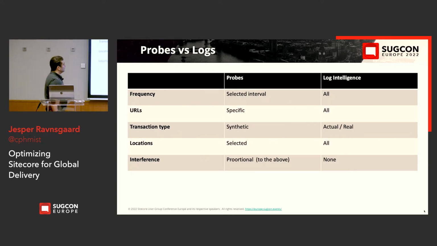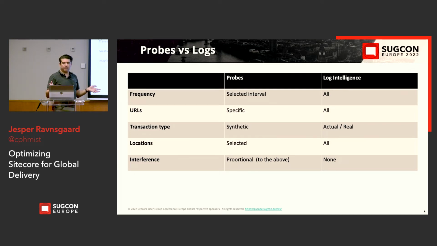So let's just compare it side by side. Probes versus doing log searches and BI on that. The frequency on probes is typically every 5 minutes from whatever location, fine. When you use your log intelligence or edge intelligence, you get all of it. With probing, you get certain URLs, the ones you're targeting, and to make it worse, the more URLs you're targeting, the more noise you generate. Because every request you send to the server is an additional request.